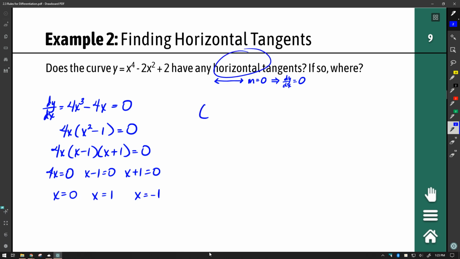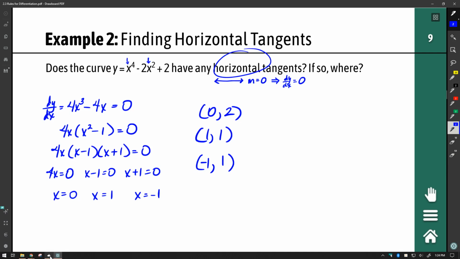Those points are 0, comma, well, let's see, what do we get when we plug 0 into this function? That'd be 0 minus 0 plus 2, so 2. We have the point 1, comma, what do we get when we plug 1 into this function? That'd be 1 to the fourth minus 2 times 1 squared plus 2. That'll be 1 minus 2 is negative 1 plus 2, which is positive 1. And we will have the point negative 1, comma, 1 as well after we plug negative 1 in.